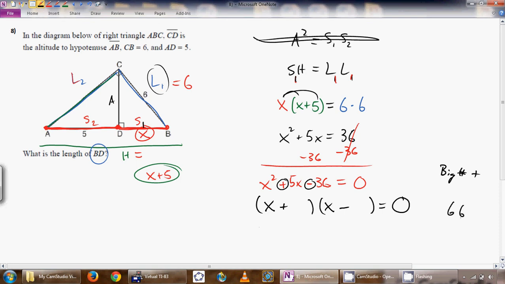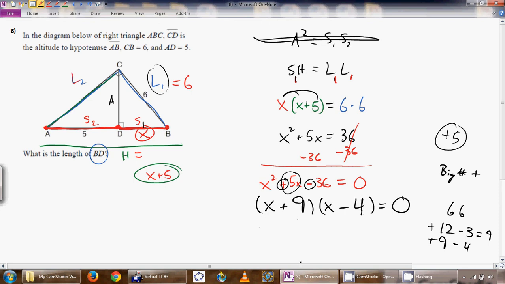Well, 6 and 6, that doesn't help. What about 12 and 3? If I were to make this positive and this negative, that's going to give me 9. That's not the plus 5 that I'm looking for here. So let's try another one. 4 times what? Let's try the next one up. 4 times 9? Yeah, 4 times 9. Positive 9, negative 4. Well, 9 take away 4, oh, that is positive 5. That's it. It's a positive 9 and a negative 4.